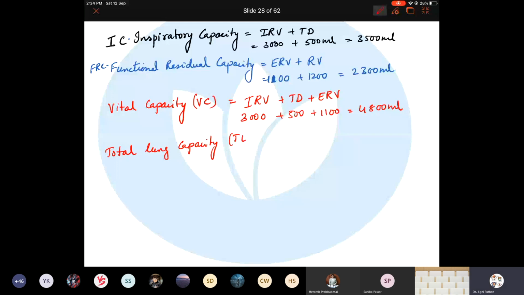That is TLC. TLC equals IRV plus TV plus ERV plus residual volume, which is 4800 ml plus RV. RV is how much? 1200 ml, which gives 6000 ml as the total volume capacity of the lungs. Write it down.